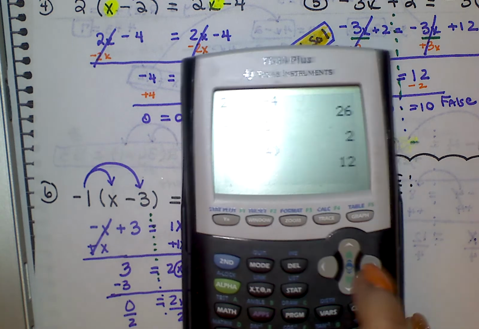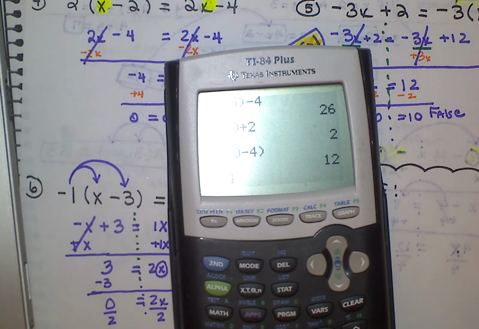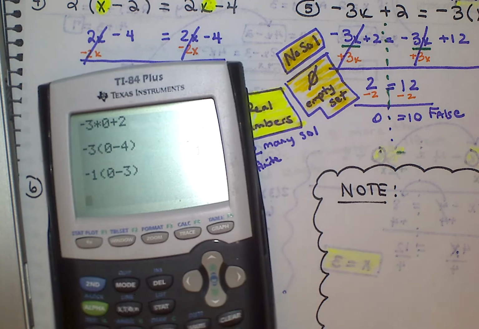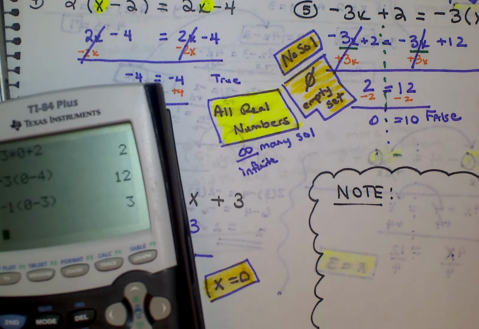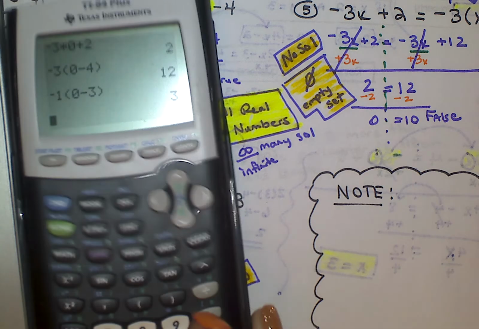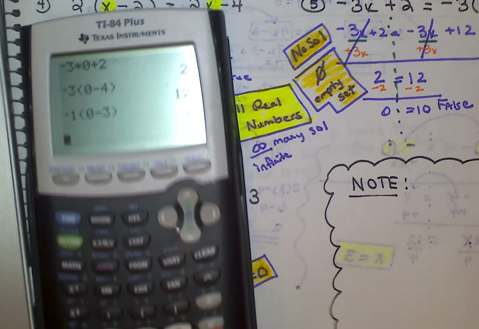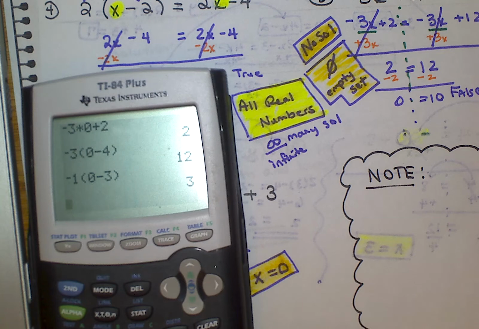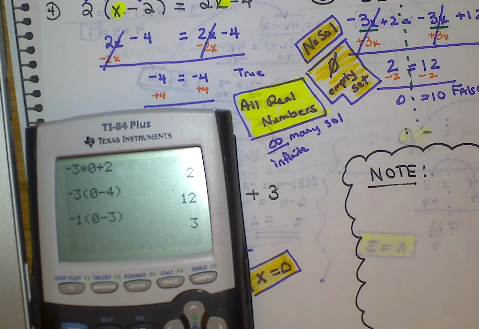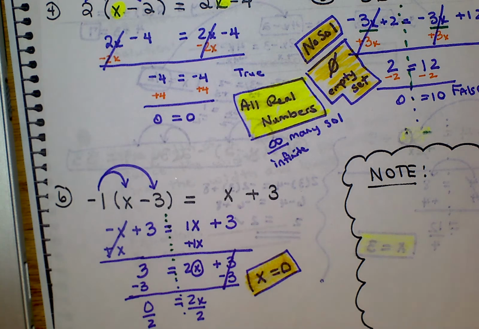So let's see if that would work. That gives me a 3. And then if I do 0 plus 3, that gives me 3. So that would work. Okay?